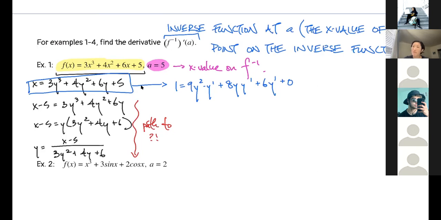Okay. Now we did have to solve for y prime. And so I notice here that we have 1 equals, and I can factor a y prime out, 9y squared plus 8y plus 6. And so now I get y prime equals 1 over 9y squared plus 8y plus 6. So it's actually a really good review of what we learned on Monday. It does kind of look like a reciprocal, but let's see if that is intentional or coincidence.